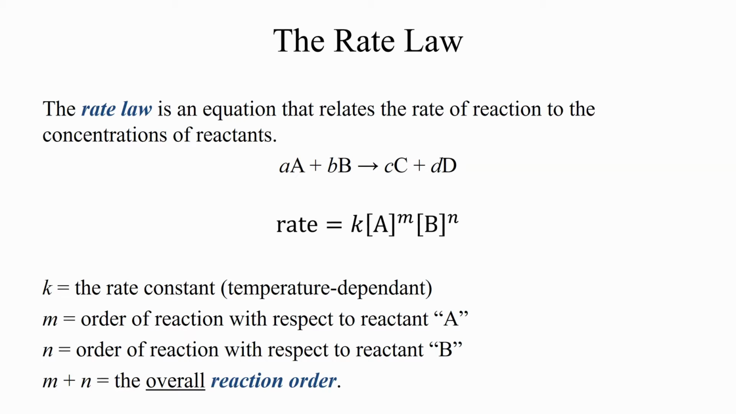The rate of reaction is only dependent on the reactants, and it's relative to the rate constant, which happens to be temperature dependent. So we mention that because we have to run all of our reactions at the same temperature if we want to maintain consistency at this point. Now you notice we have these exponents on the concentrations of A and B. These are the orders of reaction with respect to each one of those reactants. And if you add those exponents, well that's the overall reaction order.